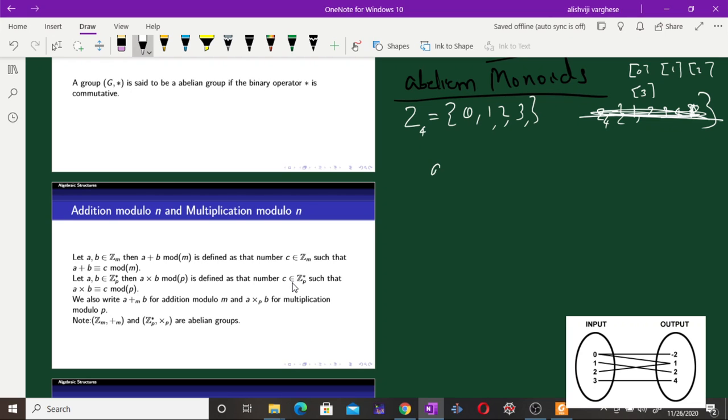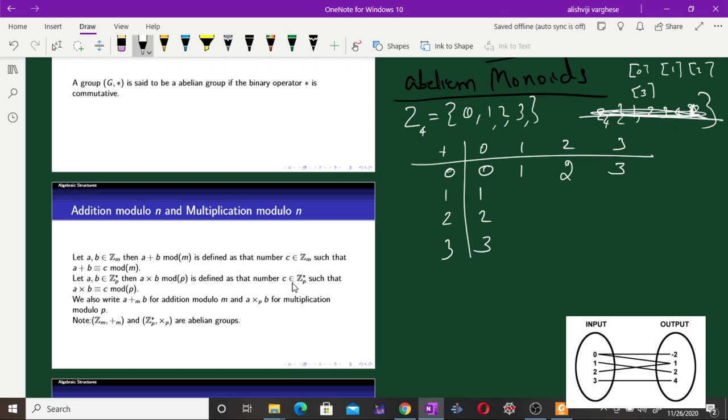Then if we take two elements A and B from Z4, the addition modulo 4 is the remainder obtained when we divide A plus B by 4. Since we have only a finite number of elements, we can represent this binary operation using a table, with rows and columns 0, 1, 2 and 3. 0 plus 0, when we divide by 4, is 0. 0 plus 1 is 1. 0 plus 2, the remainder is 2. 0 plus 3, the remainder is 3. 1 plus 0, remainder is 1. 2 plus 0, the remainder is 2. 3 plus 0, the remainder is 3.